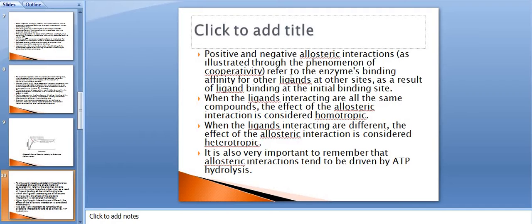When the ligands interacting are different, the effect of the allosteric interaction is considered heterotropic. If the ligand interaction is between different compounds, we call it heterotropic; if it is between the same compounds, it is homotropic, okay. It is also very important to remember that allosteric interactions tend to be driven by ATP hydrolysis, okay.